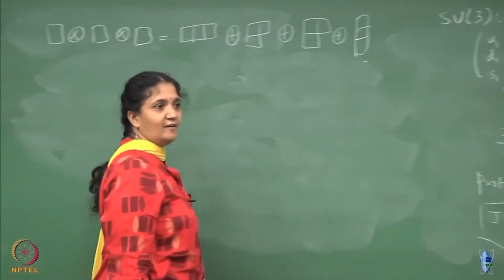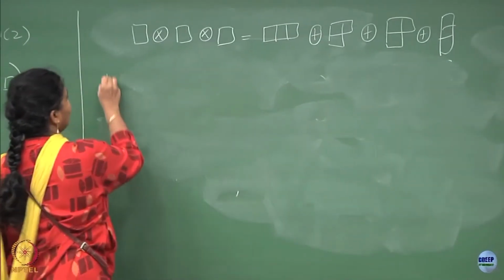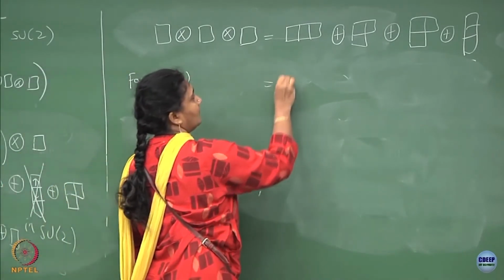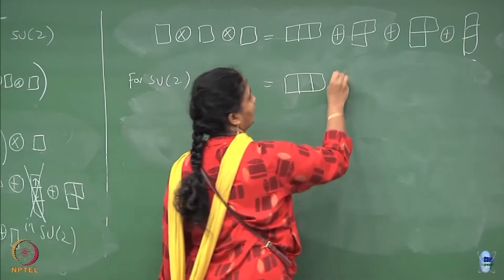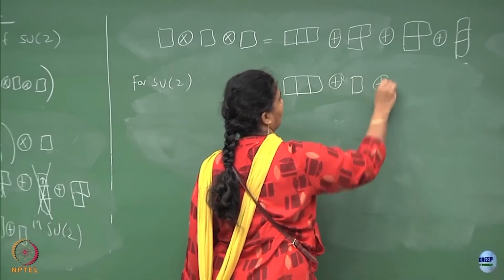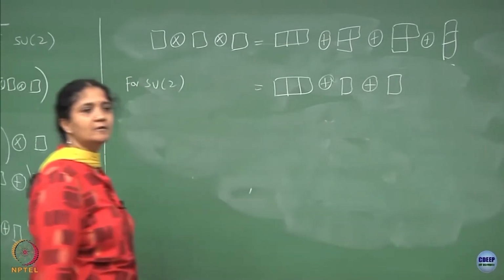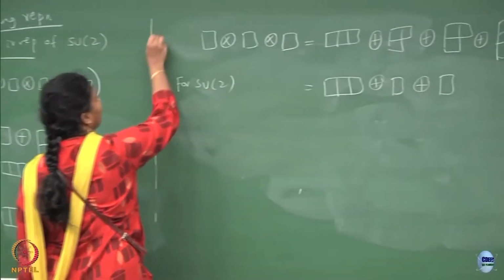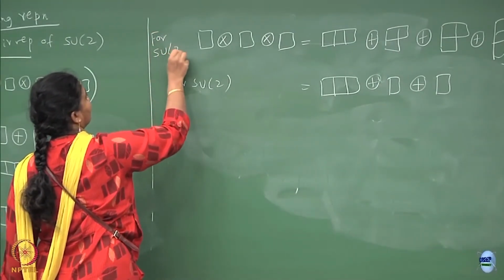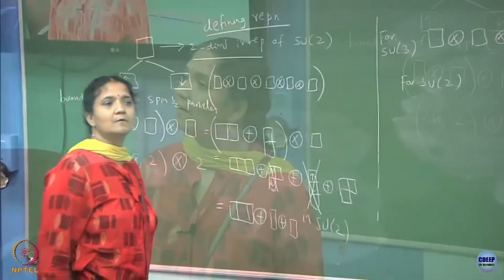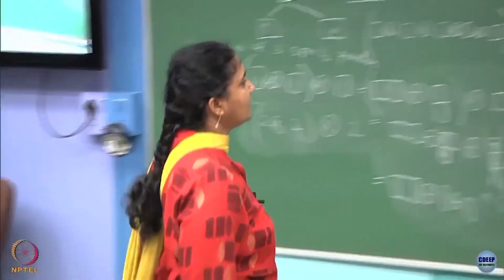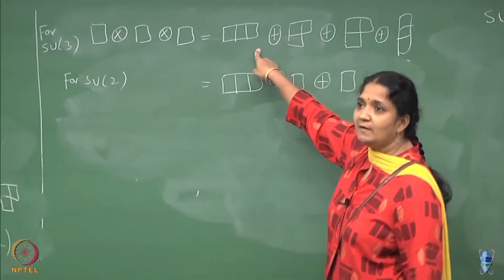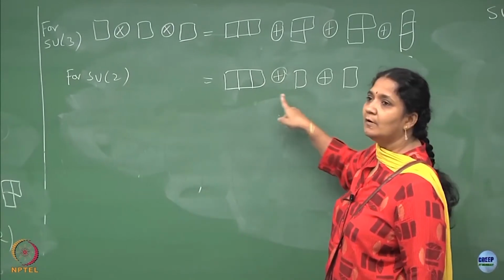this is true in general. For SU2 it will be okay. So, that you can say it to be for SU3 if you want. Single box is repeating, where is it repeating? This one? Down? Yeah, good.